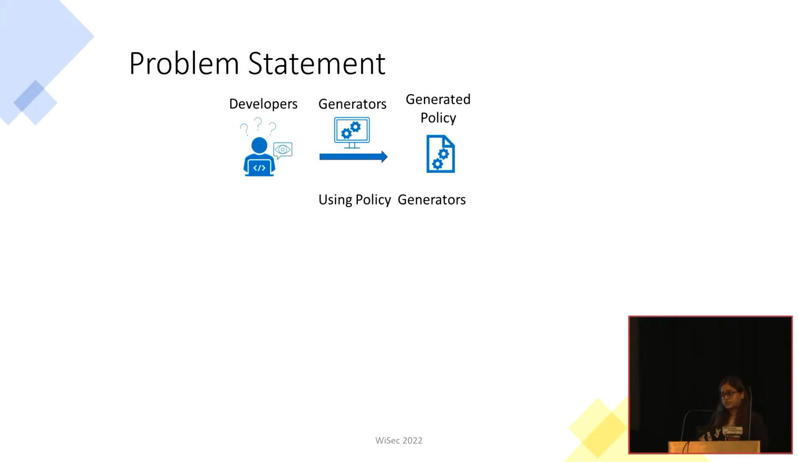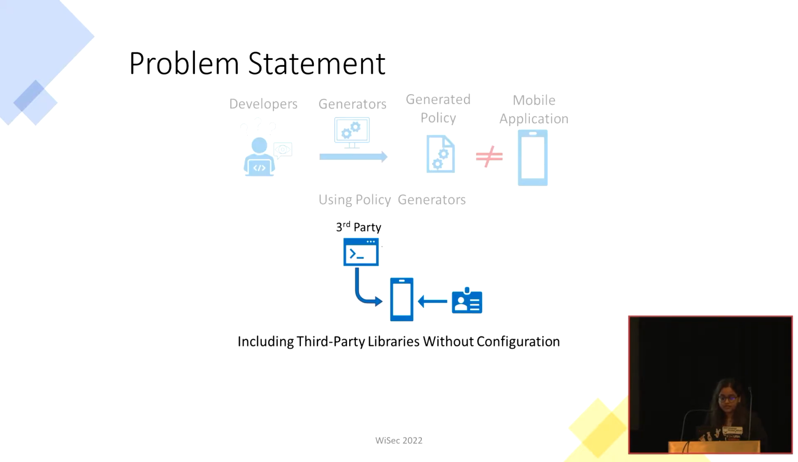In order to do so, developers usually use policy generators to generate privacy policies, one way of providing privacy notices. However, these policy generators often do not capture the true privacy behavior of an application. Thus, as a result, the generated privacy policies become inconsistent with the application's actual privacy behavior.